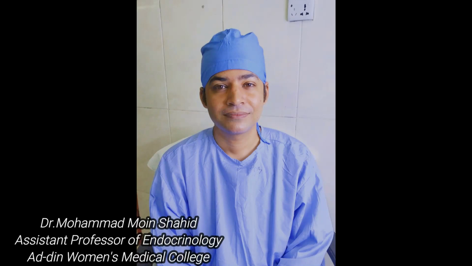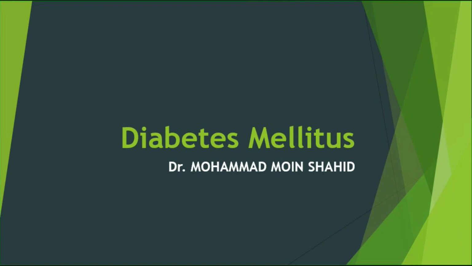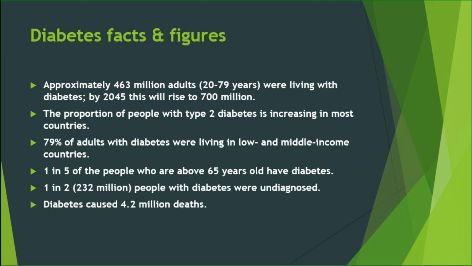Our today's topic is diabetes mellitus. As we all know, diabetes mellitus has become a global epidemic. If we just look at a few facts of 2019, we can see 79% of adults with diabetes were living in low and middle income countries, and 463 million adults were living in the world in 2019 with diabetes, and it will be 700 million by 2045.